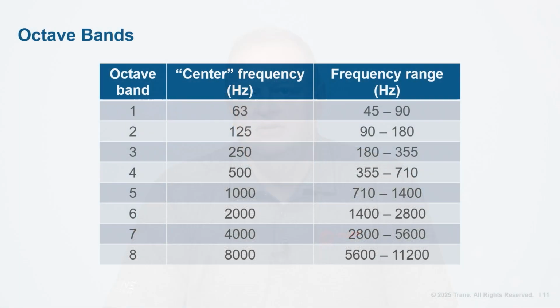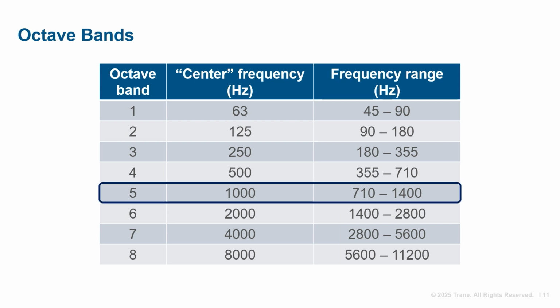So the human ear can perceive sound over a wide range of frequencies. Measuring sound at each frequency would then result in a huge number of data points. So to make this more manageable, the full range of frequencies is typically grouped into smaller ranges called octave bands. Each octave band is defined such that the highest frequency in the band is 2 times the lowest frequency, and each is commonly referred to by its center frequency. For example, the 5th or 1000 Hertz octave band groups together sounds at frequencies between 710 and 1400 Hertz.